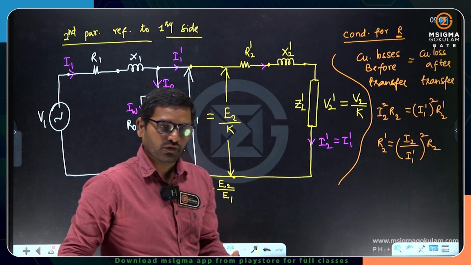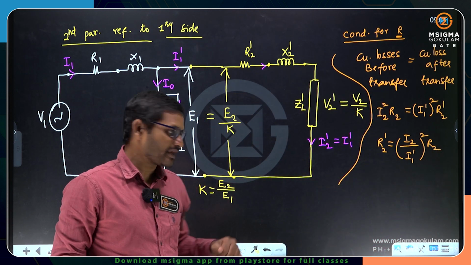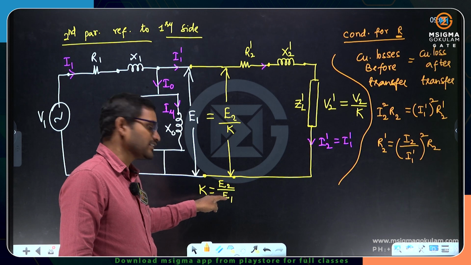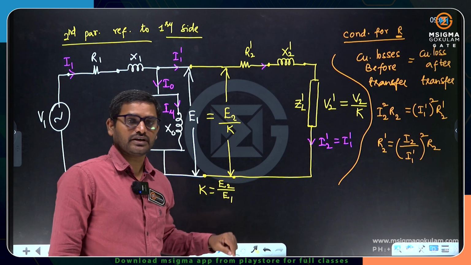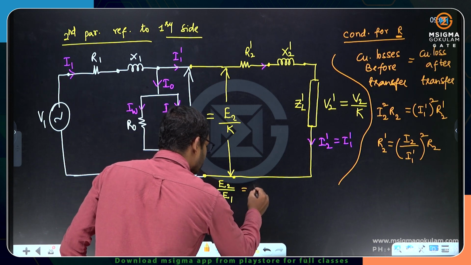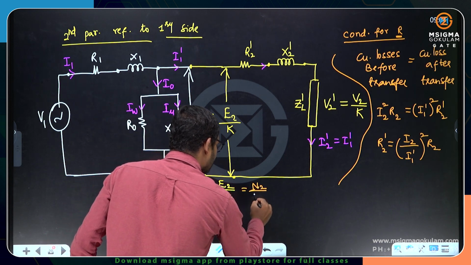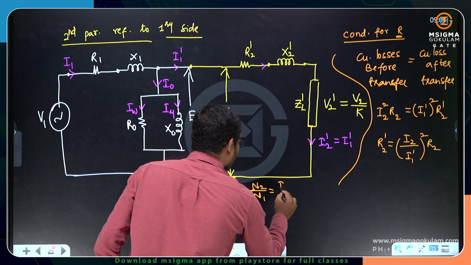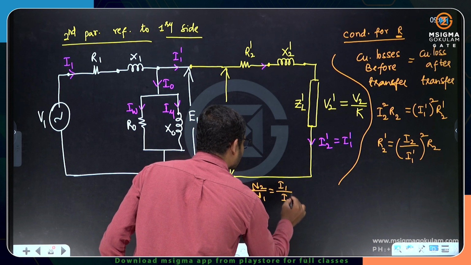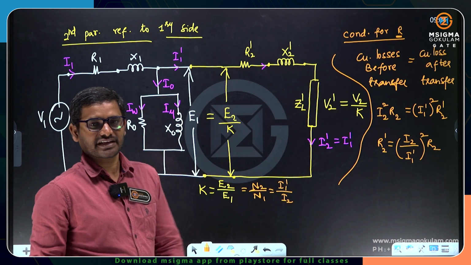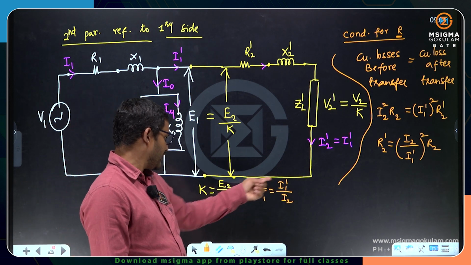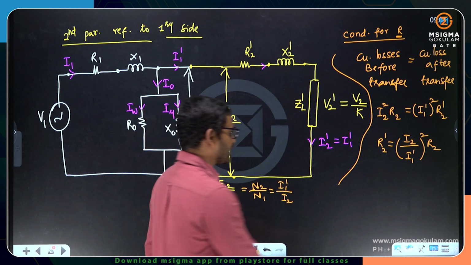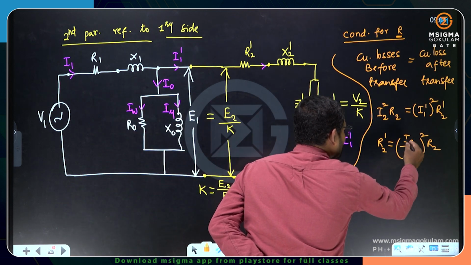I think you know the ratio of the secondary current to the primary current. We know E2 by E1 is equal to N2 by N1 is equal to I1 by I2. Maybe I1 by I2, or otherwise you can also call it I1 dash by I2, because I0 is negligible. Now what is I2 by I1? I2 by I1 is 1 by K. So I can represent this I2 by I1 as 1 by K.